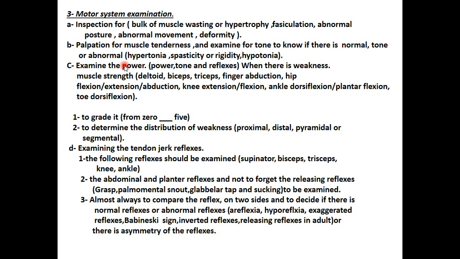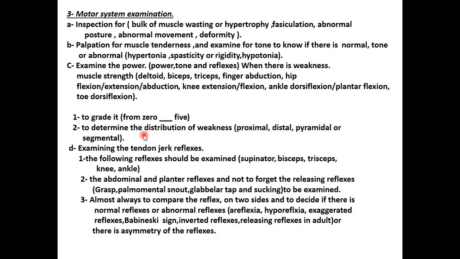Then after inspection of the muscles and examination of the tone, you have to examine the power of the muscles, which is very important. You have to know the strength of the muscle. For example, the deltoid muscle, we put it in action, biceps in action, triceps in action, finger abduction, hip flexion, extension, abduction, knee extension, flexion, ankle dorsiflexion, plantar flexion, and toe dorsiflexion. All these muscles we put in action and test the power. The power may be normal, grade 5, or there may be weakness, or 0 if paralyzed. So you have to grade the power of the muscles from 0 to 5.